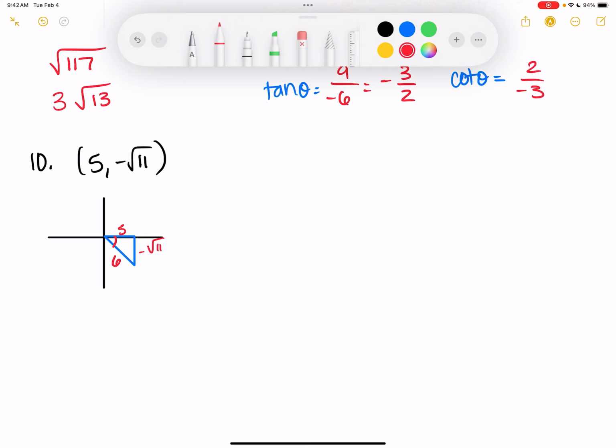Alright. Sine. That's just the first section of that. Sine theta, cosine theta, tangent theta. I don't know, but it's really not that bad.